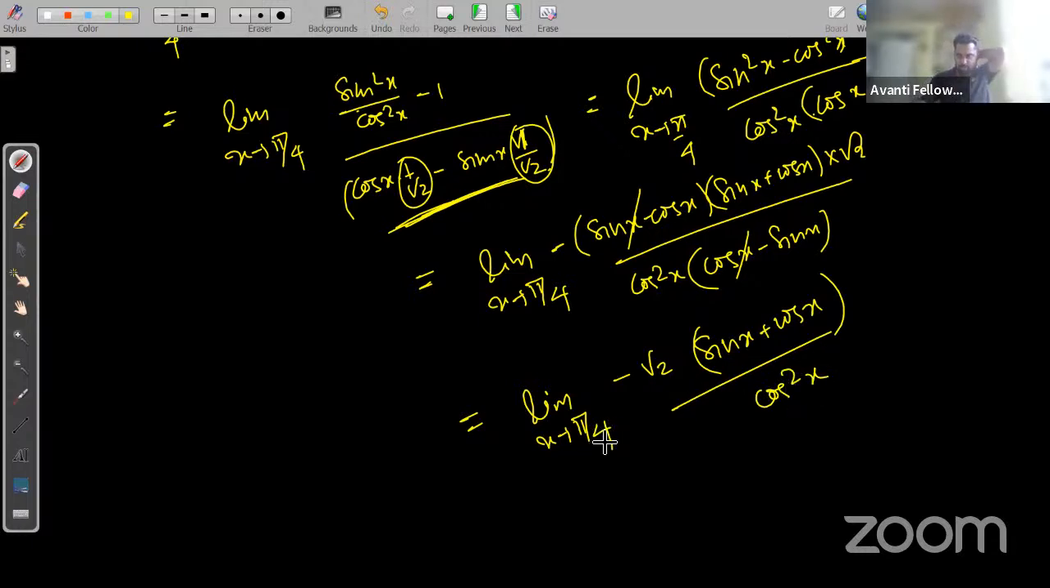So now if we put pi/4 here, this will be 1/√2 plus 1/√2, that is 2 upon √2. So √2 will be cancelled out. Minus √2 into 2 upon √2 divided by 1/2. Right? So this will be cancelled. This will be cancelled. The -1.